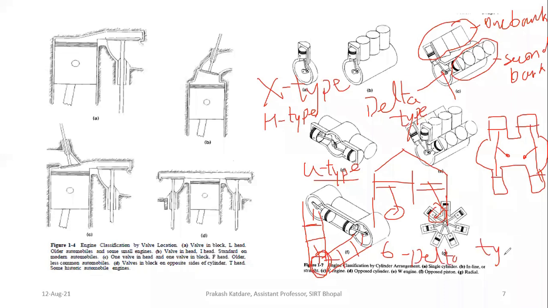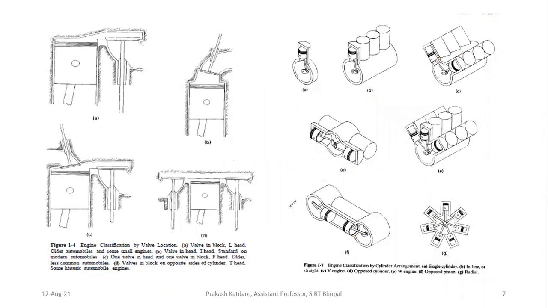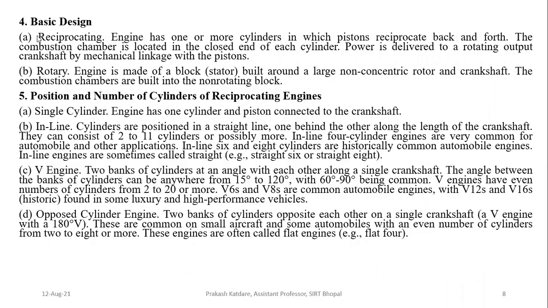So these types of engines which I have just explained, that is H, delta and U type, are not very common types of engines which are used. After this, the classifications we have are based upon the basic design. Based upon the basic design, the IC engine can be a reciprocating type of IC engine, or it may be a rotary type of IC engine.